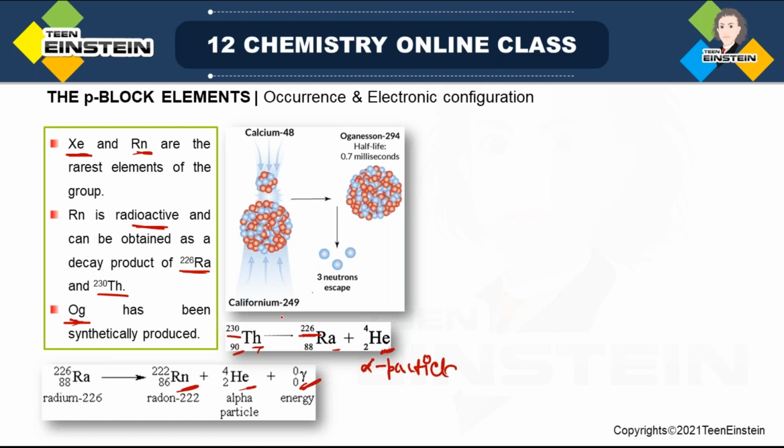Here we have calcium 48 and californium 249, and after removal of 3 neutrons, if they escape, then this Og with 294 mass number can be produced. And see, this is so unstable. Half-life is 0.7 millisecond. Half-life means the time in which 50% will disintegrate. So the time is so low, which proves it is highly unstable. Okay.